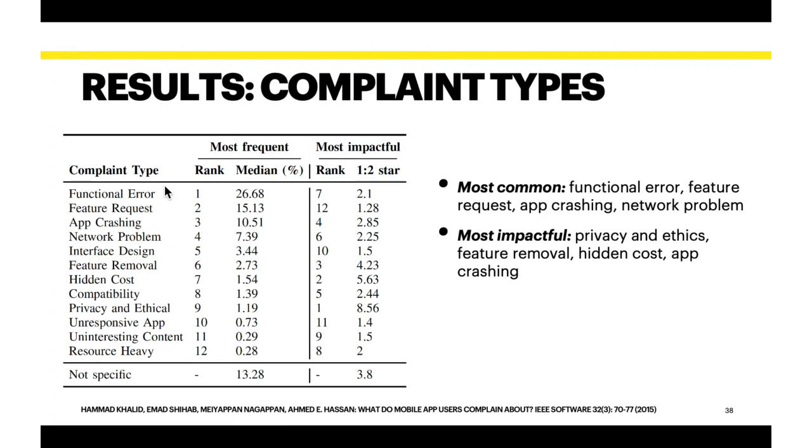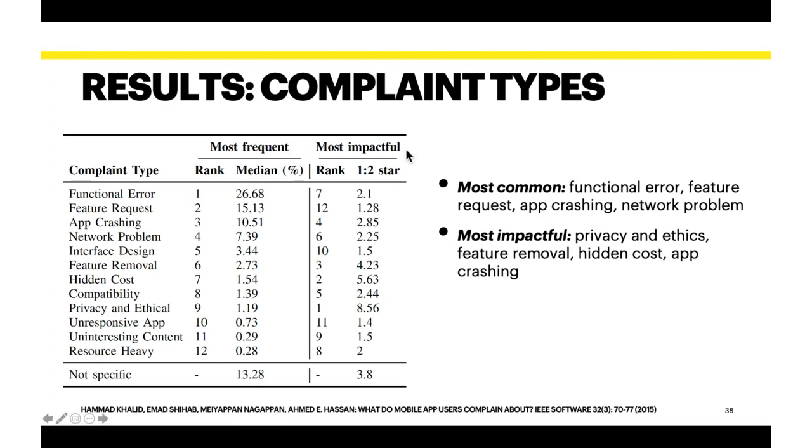If you look at the ranks, you will see that the most common issues are functional errors, feature requests, app crashing, and network problems. But the impact is completely different. You see that the impact is related to things like privacy and ethics, feature removal, hidden costs, and apps crashing again. So essentially, app crashing is the only one which is on both lists.